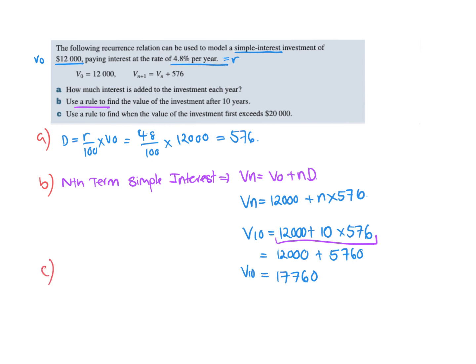Now it says use the rule to find when the value of the investment exceeds 20,000. So this is our rule. We're going to use that rule again, but we want to know when it equals 20,000. So what we're finding is 20,000 equals the rule. And obviously we want to know a time period. So you're going to pop in solve there.